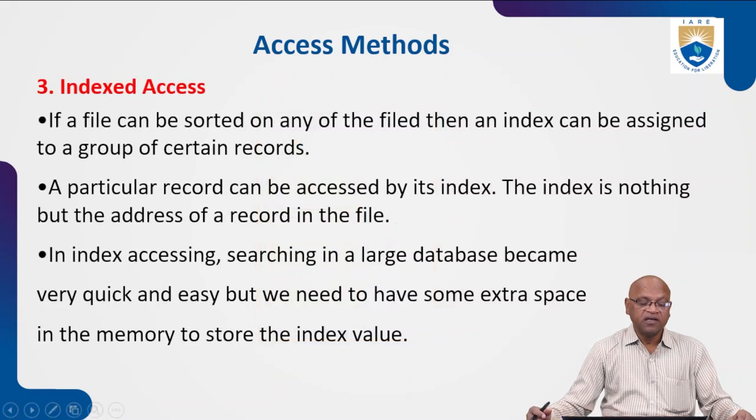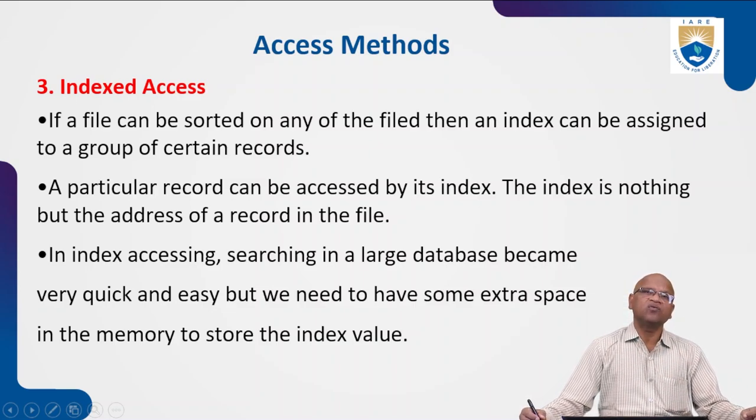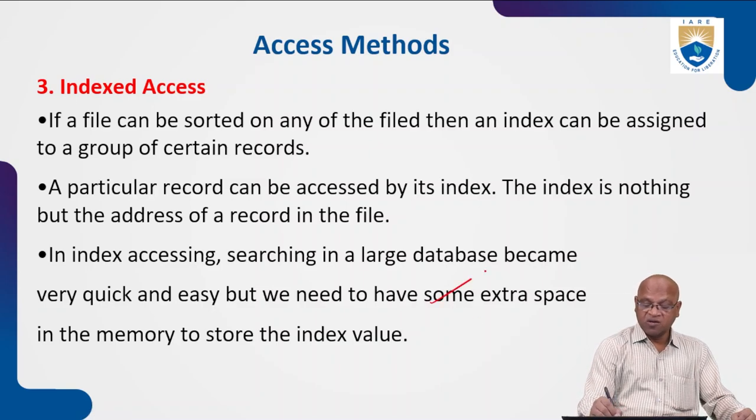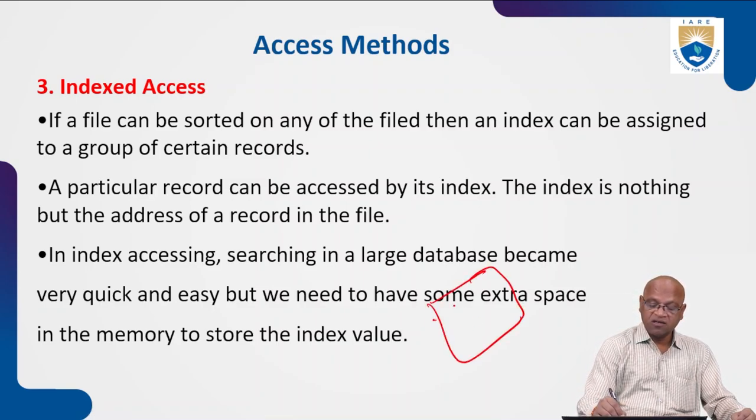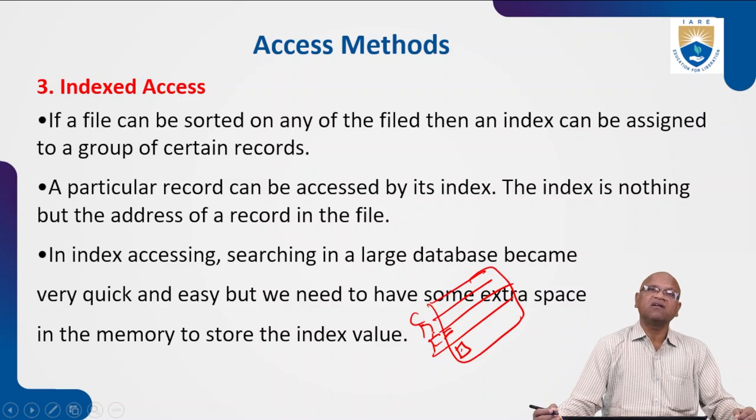So next, indexed access. If a file can be stored on any of the files, then an index can be assigned to a group of certain records. A particular record can be accessed by its index. The index is nothing but the address of a record in the file. As I explained, this is our hard disk, and on the hard disk there is C drive, D drive, E drive, and so on. Our file is saved somewhere in the E drive, so some index is maintained. By looking at the index, we will go to that file. This is called index access.